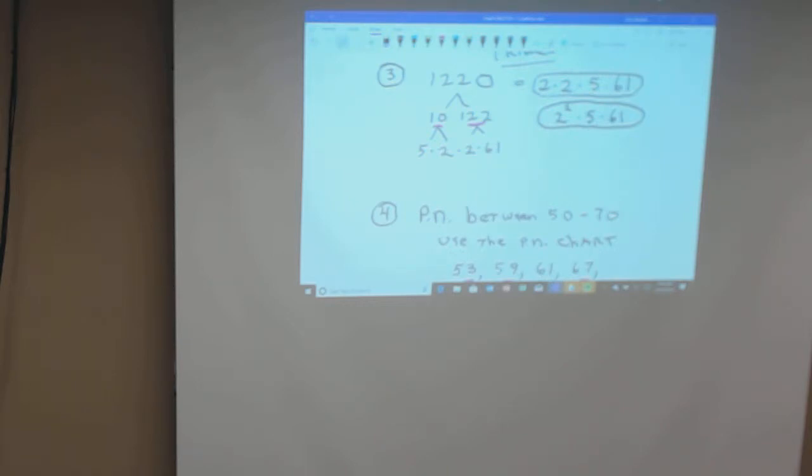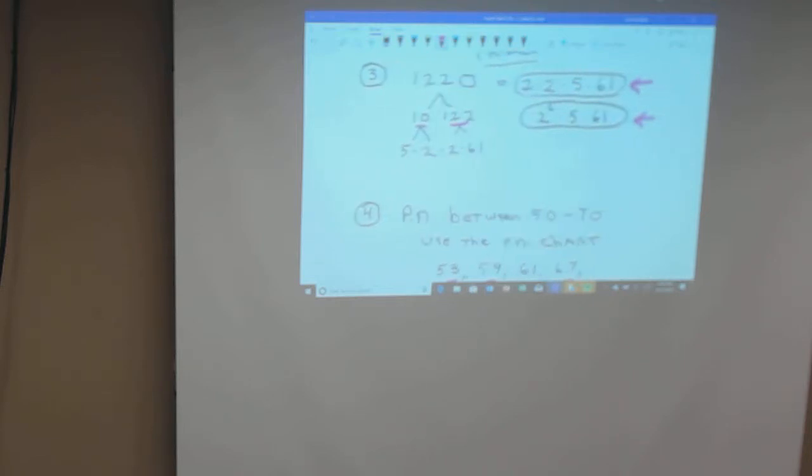Because then I look and say 61's on my prime number chart, so I don't have to try to factor it. And how do you write this? Over here, 2 · 2 · 5 · 61, or it might be written 2 to the second power. Both of those mean the same thing. Number 4.